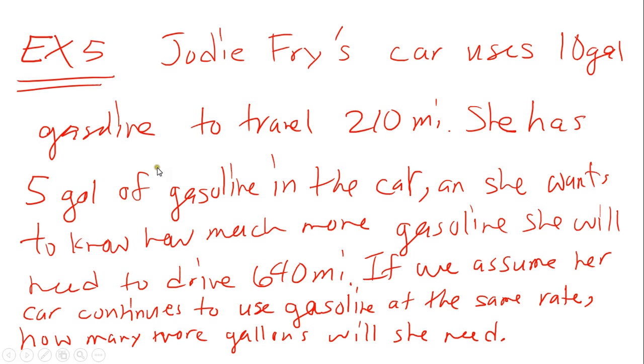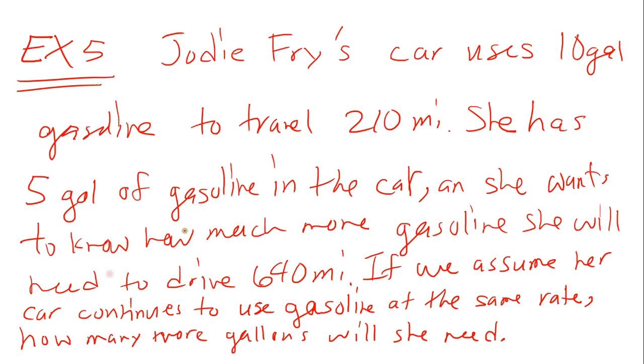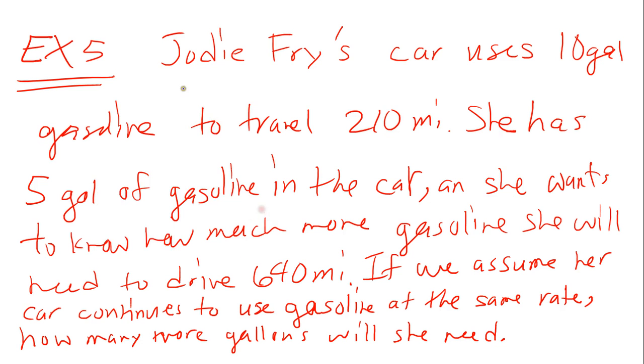All right. So basically, let's look at what they're actually giving us. Okay, so choose a different color. Okay, we'll go with purple. All right, so the car uses 10 gallons of gas to travel 210 miles. So basically, she uses 10 gallons to travel 210 miles.